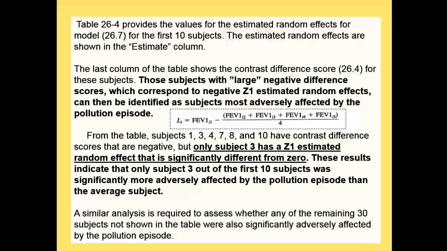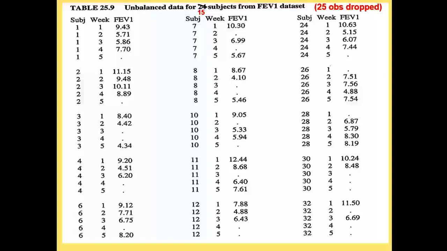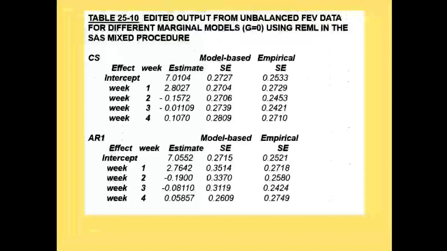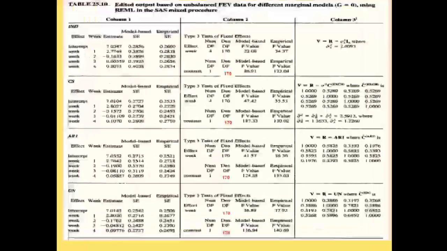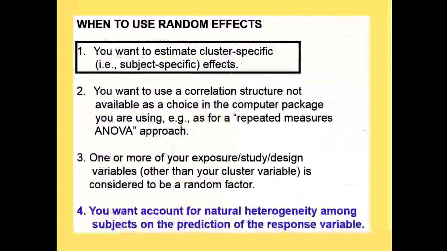Now, I did say I analyzed the data for unbalanced data, and what I did is I dropped some subjects from the data and did it for unbalanced. Well, I'm going to skip that analysis or the results for now, other than to show you things changed. As I showed you this before, the estimates and the standard errors were different, okay? And then this is how things changed.